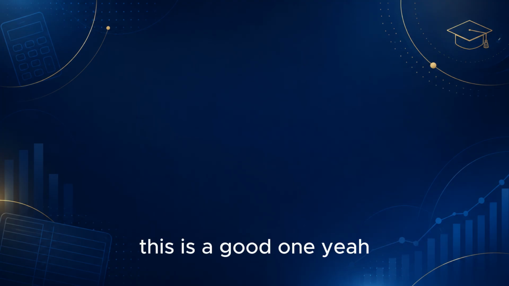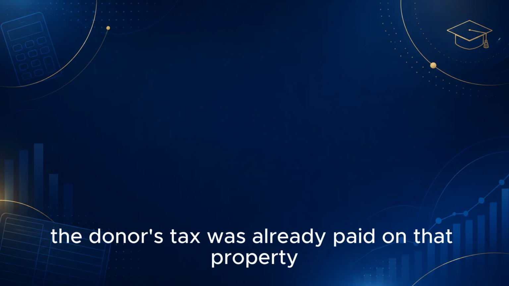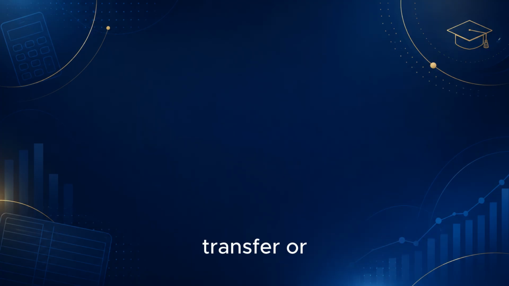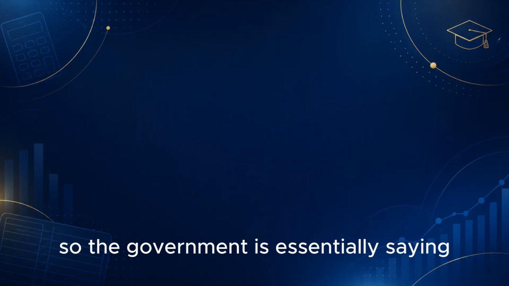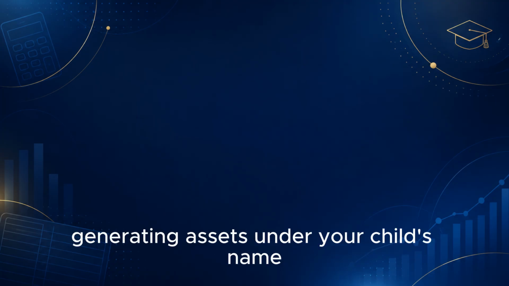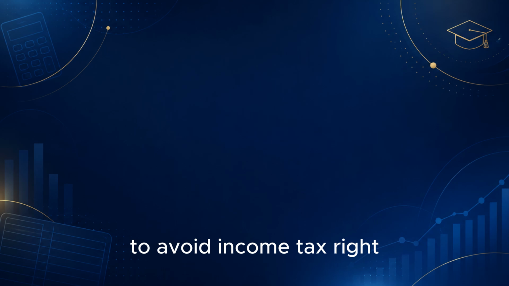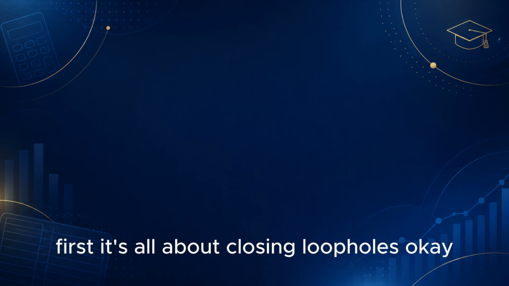Oh, this is a good one. Yeah, so the minor's income is included in the parent's return, unless the donor's tax was already paid on that property transfer, or, and this is key, the transfer was legally exempt from donor's tax. So the government is essentially saying you can't just park income-generating assets under your child's name to avoid income tax. Right, unless you've properly cleared the transfer tax hurdle first. It's all about closing loopholes.